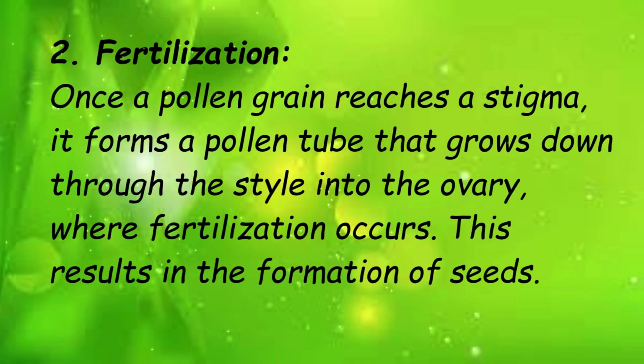Next is fertilization. Once a pollen grain reaches a stigma, it forms a pollen tube that grows down through the style into the ovary, where fertilization occurs. This results in the formation of seeds.